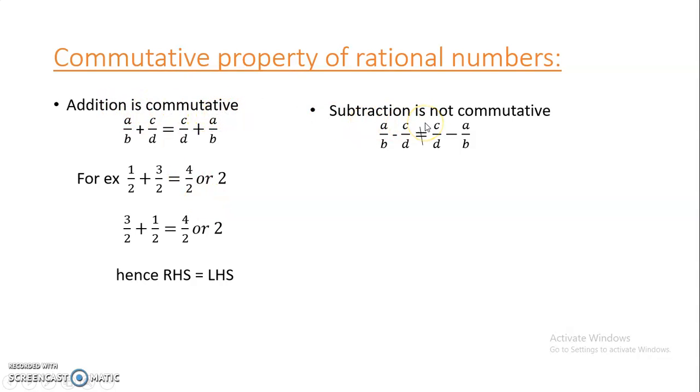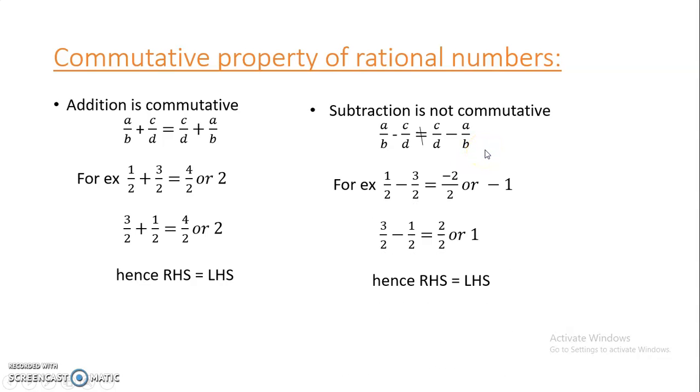Then is subtraction. We'll see that subtraction is not commutative. So that means if we change the order of subtraction of the rational numbers, the result will change. Let's see an example. So it is not equal. 1 by 2 and 3 by 2.